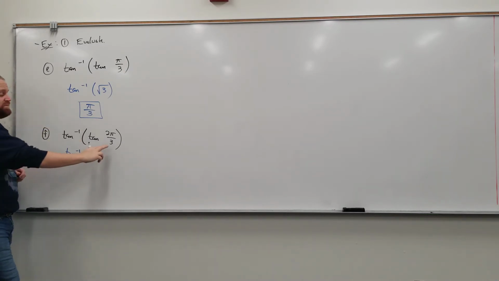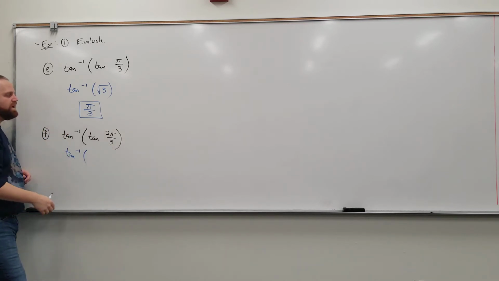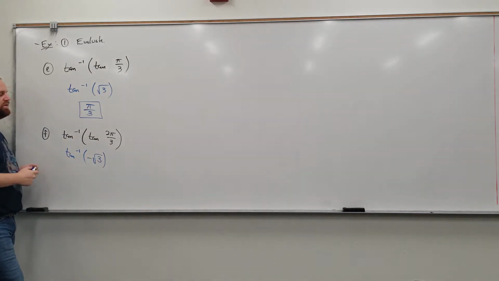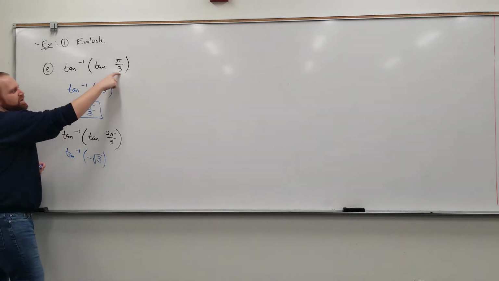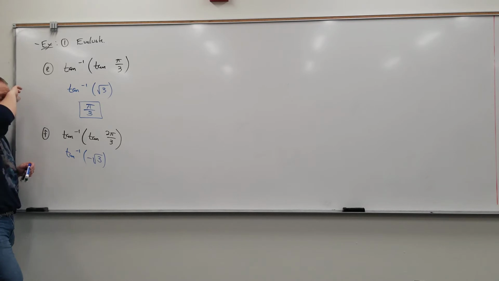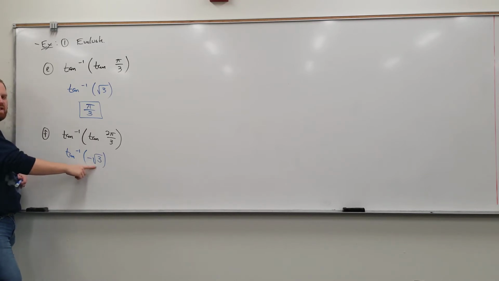Well, tangent of 2 pi over 3 puts us in quadrant 2, and tangent's going to be negative in quadrant 2. So I think we're going to get a negative root 3. The reference angle is still pi over 3, so it's just the negative version of that. We get tangent inverse of negative root 3. So now I'm looking for an angle such that tangent of that angle is negative root 3.